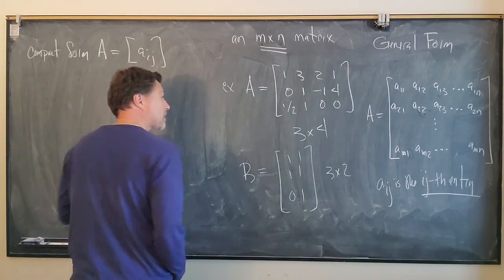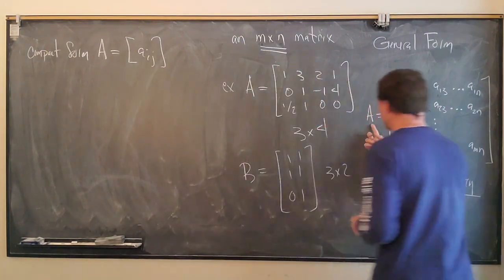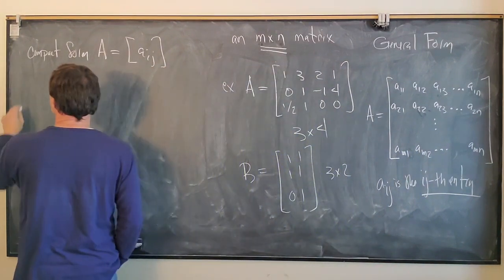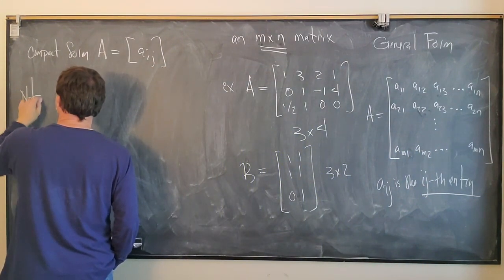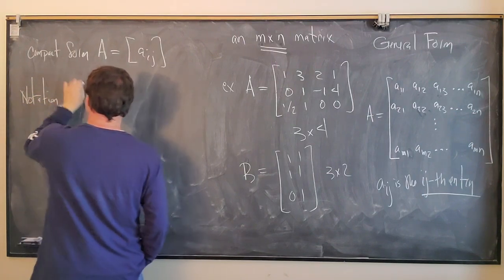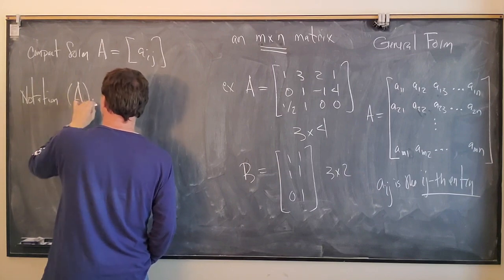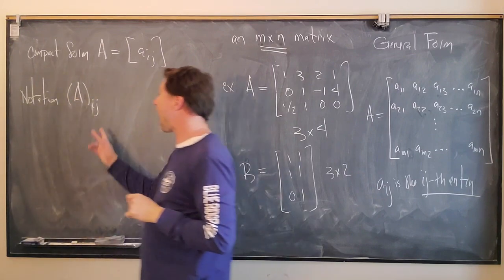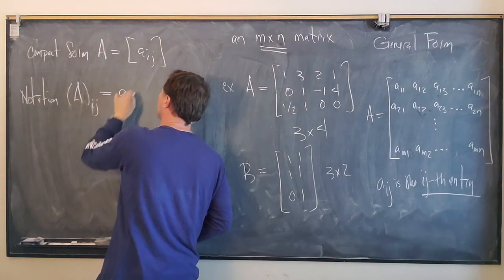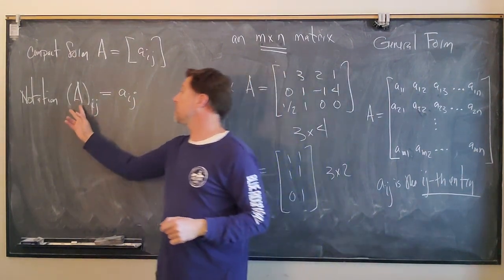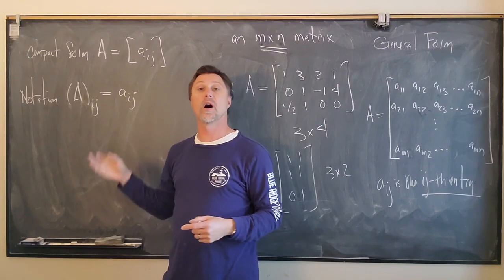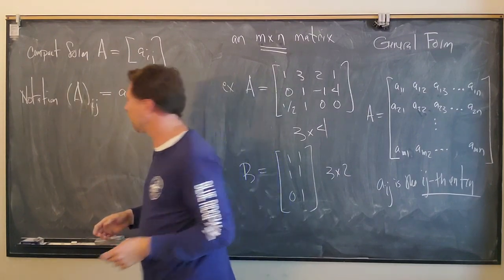Oh, another thing, so sometimes I like to talk about a particular entry from capital A. So notation, and we'll use this in a little bit, if we want to talk about the ijth entry of capital A, we'll write it like this. All right, so parentheses around the capital A, sub ij says, tell me who the ijth entry of the particular matrix is. So let's try an example here.